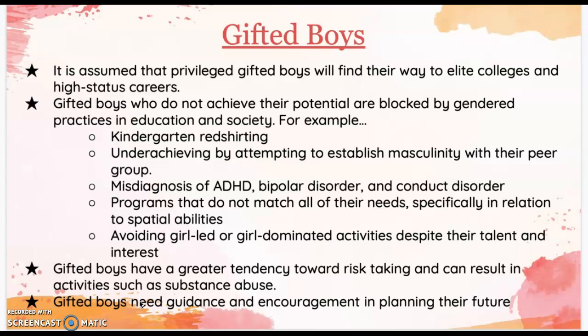For example, kindergarten redshirting. This is when a child is held back an extra year before starting kindergarten. Parents believe that they are giving their child the gift of time for physical and social development. For gifted boys, this puts them behind 2 years where they could be, which can lead to these boys being out of step with their peers or bored throughout school. Also, gifted boys may underachieve as a way to establish their masculinity within a peer group.